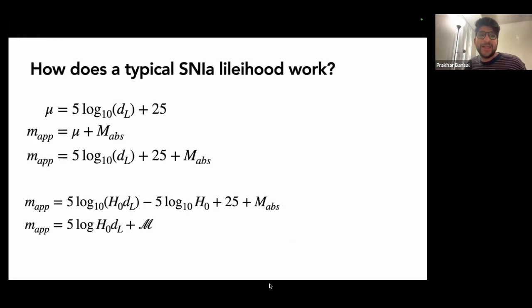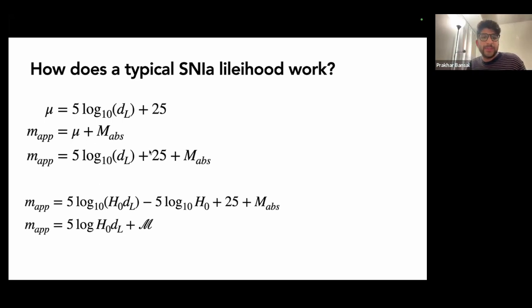Okay, diving right into it, here's a little refresher from grad school. How does a typical supernovae likelihood work? Here I have some equations, very simple ones. So this mu is the distance modulus as we know it, 5 log dL plus 25. Here dL is in 10 megaparsecs. These are the quantities which typically enter the likelihood. Small m is the apparent magnitude, mu is the distance modulus, and capital M is the absolute magnitude. This is how I make the distinction between small m and capital M throughout.